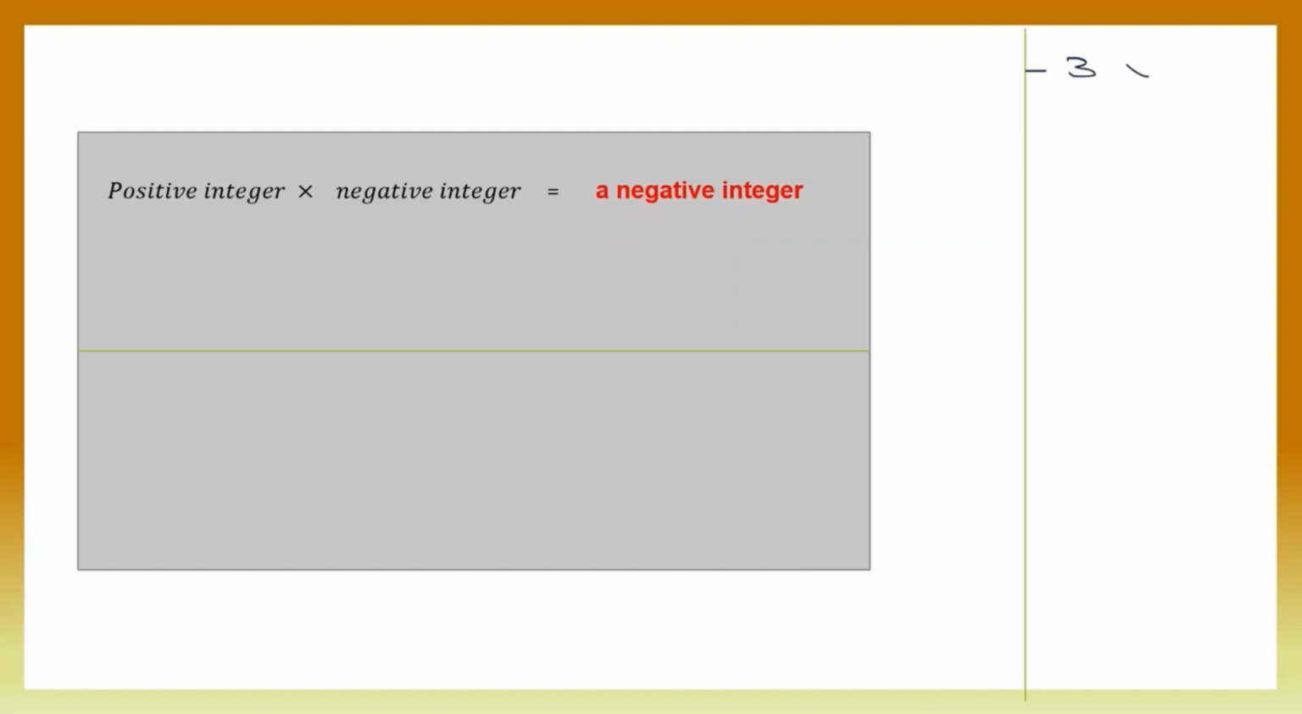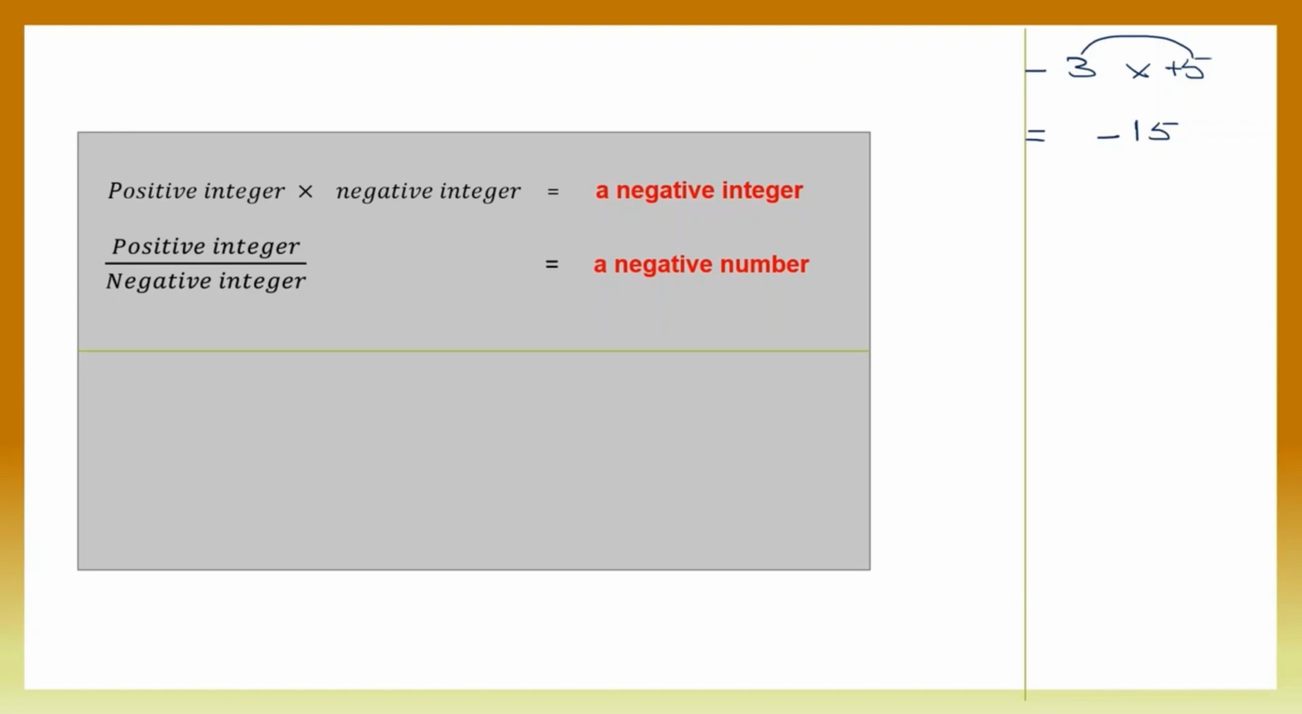Now, let's take an example. Minus 3 into 5. So 1 is negative, 1 is positive. So this is plus, isn't it? If there's no sign, it's understood to be plus. So when you take a positive and a negative integer, when signs are different, your answer is negative. Then you multiply the numbers, 3 5s are 15. So this is minus 15.